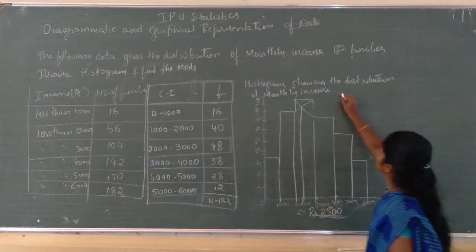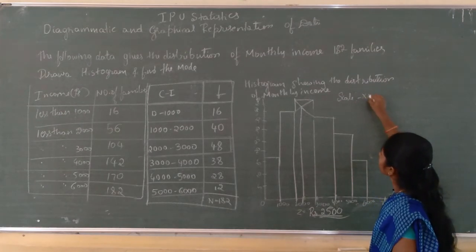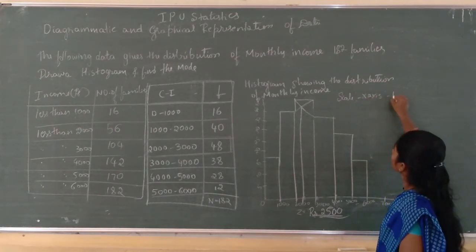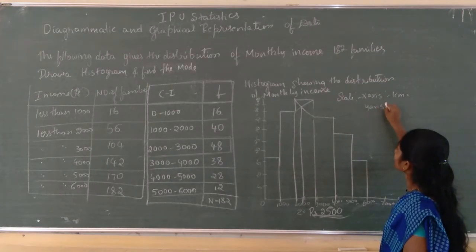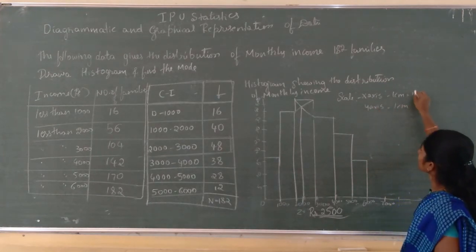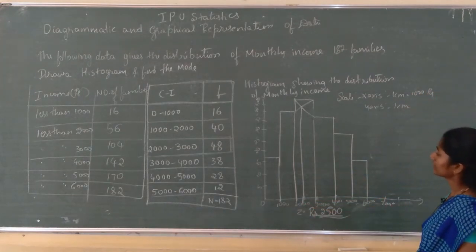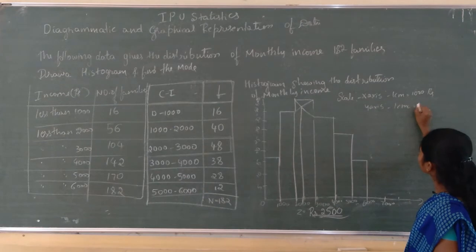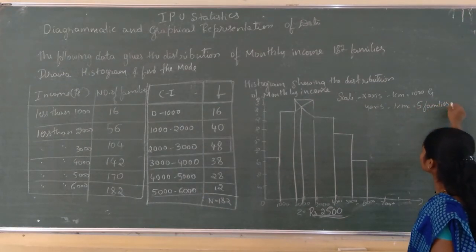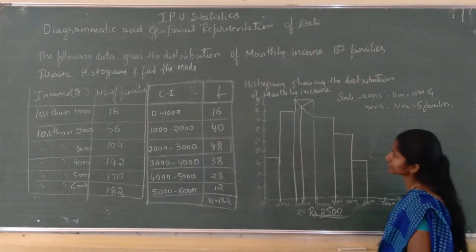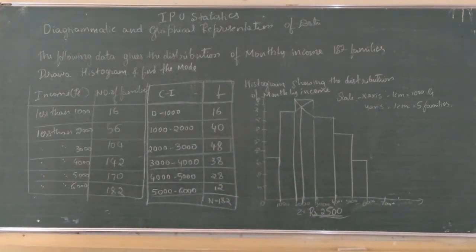ಓಕೆ, ನಾವು ಹಿಯರ್ ಸ್ಕೇಲ್ ವ್ಯಾಲ್ಯೂ. Scale value, x axis 1 centimeter, that is equal to the same as what we have written in the previous. So 1000 rupees, 1000 rupees also. And here 5 families, 1 centimeter equal to 5 families we have taken. So this way you are drawing the histogram.